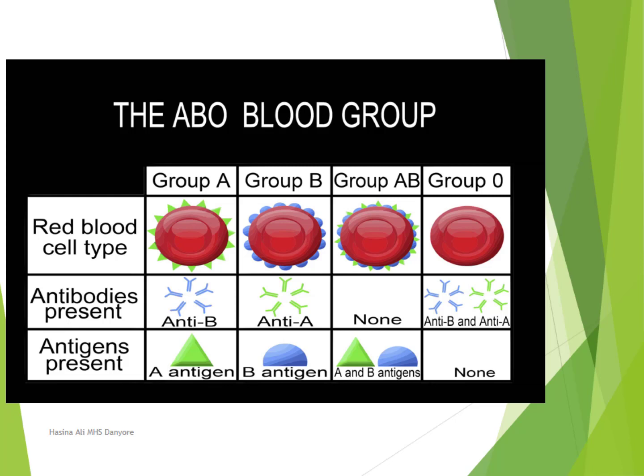Whereas in blood group O, there is no antigen A and antigen B on the surface, whereas they contain both the antibodies in the plasma.